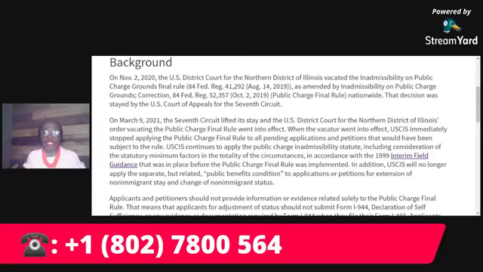And the U.S. District Court for the Northern District of Illinois' order vacating the public charge rule went into effect. So when we say that, it just means that the public charge rule was again voided. It was stopped. It was overturned. So that's been the sequence of events that have happened.